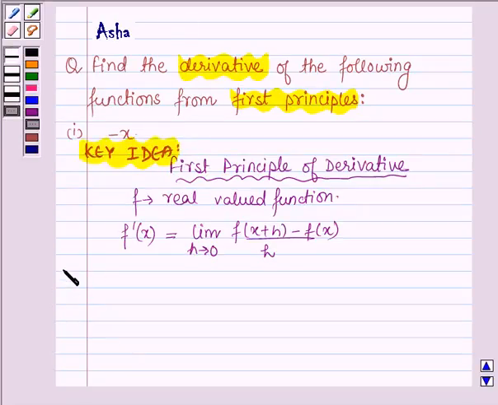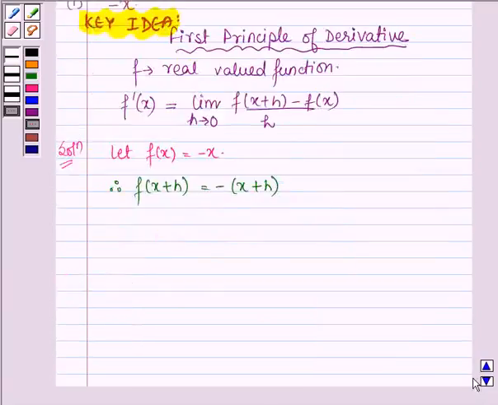Let's begin with the solution. Let f x is equal to the given function, minus x. Therefore, f at x plus h is equal to minus of x plus h. Now let us find f dash x, which is given by limit as h approaches 0 of f at x plus h minus f x upon h.